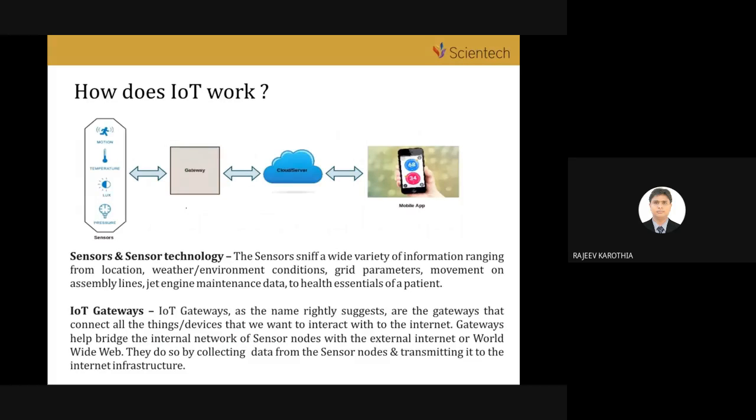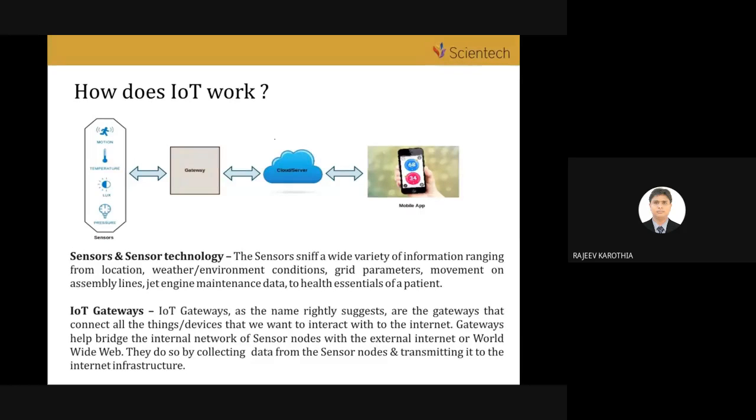Now, how does IoT work? At Scientech, we have divided IoT into 5 parts. First of all, we have to understand the sensors. Sensor understanding is important because it is an edge device which captures the data from the environment or any process, whatever application you are going to make, relevant to agriculture, smart city, or healthcare. So the sensor plays an important role.